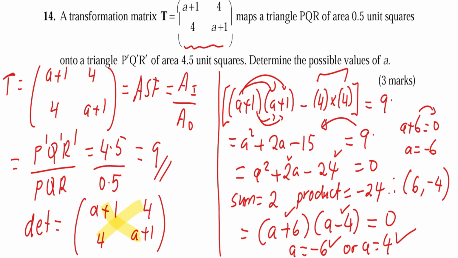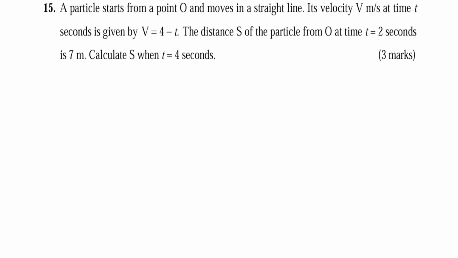Right. Now let's go to the other question. Question 15. A particle starts from a point O and moves in a straight line. Its velocity v meters per second at time t seconds is given by v equal to 4 minus t. The distance s of the particle from O at time t equal to 2 seconds is 7 meters. Calculate s when t equal to 4 seconds. Come on. Very easy question.